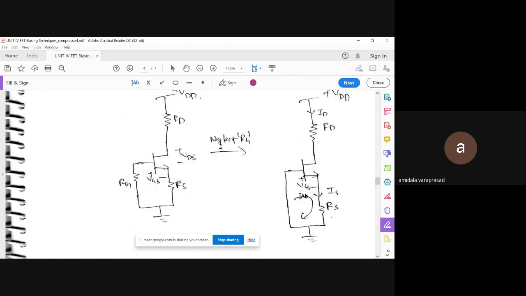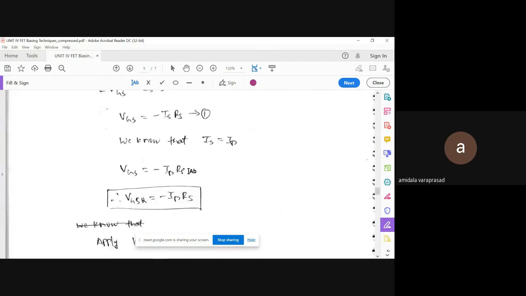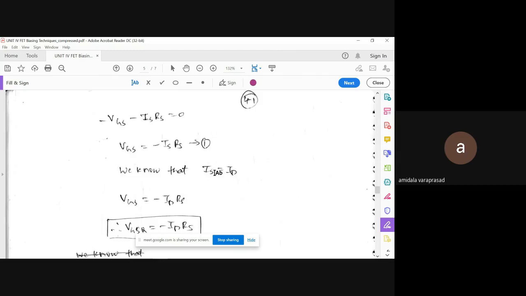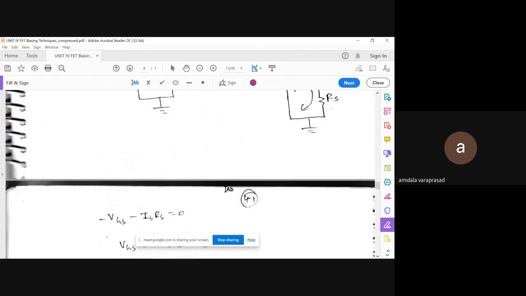In fixed bias we need to fix the VGG; here we don't have VGG. Please keep in mind, in self bias VGG is not there. If you apply the loop: minus VGS minus IS into RS. We know that IS is equal to ID, then we get minus ID into RS. So the difference is that RS will be there in self bias, while VGG will be there in fixed bias.